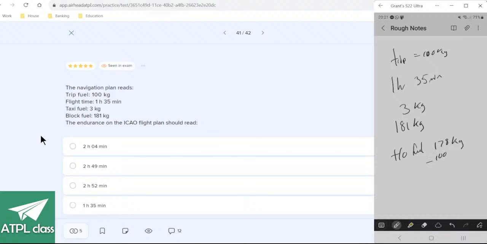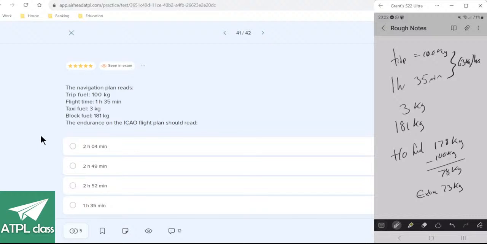So 100 kilograms is trip fuel, making 78 kilograms left over, and 5% is going to be 5 kilograms, so 73 kilograms is extra unaccounted for fuel. We know that 100 kilograms takes 1 hour 35. 100 divided by 1 hour 35 minutes is going to give us 63 kilograms per hour.